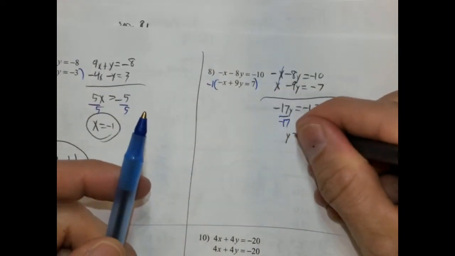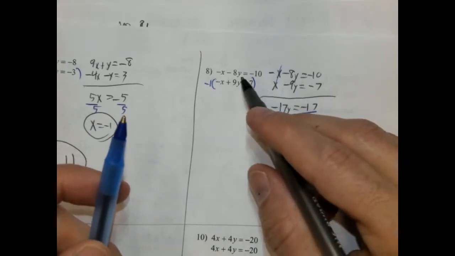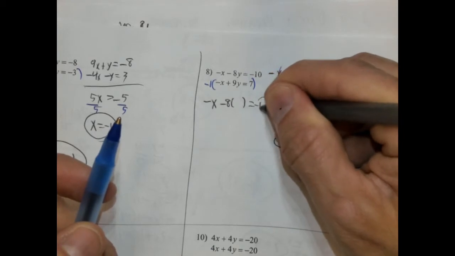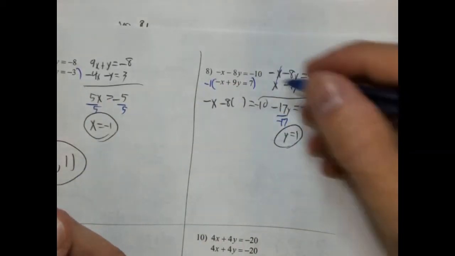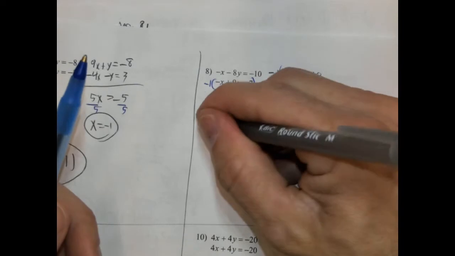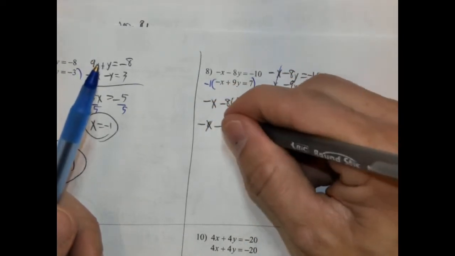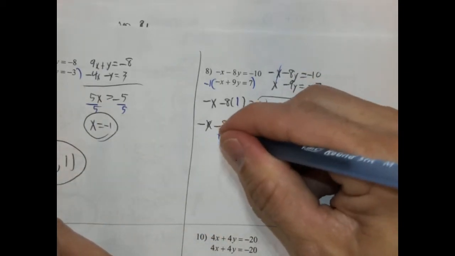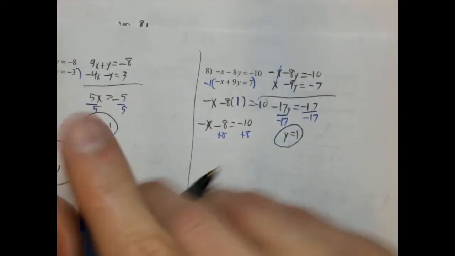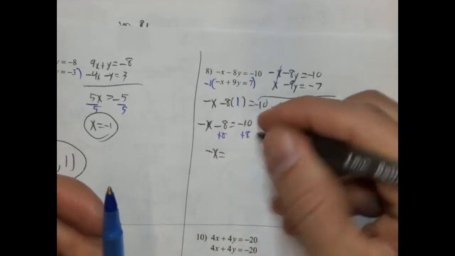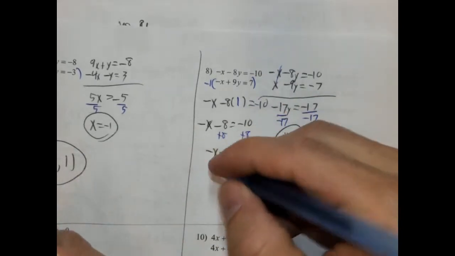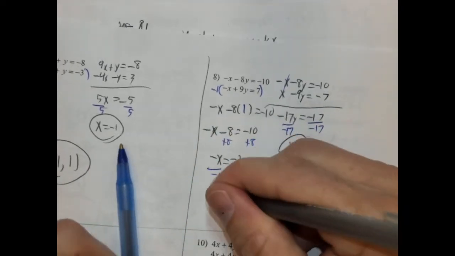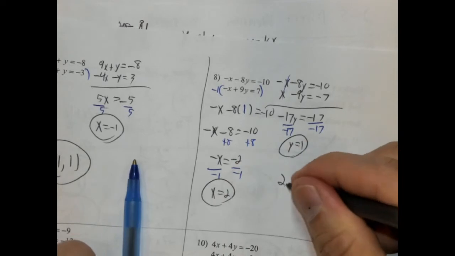So y is equal to +1. We're going to plug that into the top equation. -x minus 8 parentheses. We're going to change the y to +1. So -x, -8 times 1 is -8 equals -10. We're going to add 8 to both sides. -x will equal -2. Divide both sides by -1. And x will equal 2. So it'll be 2, 1.